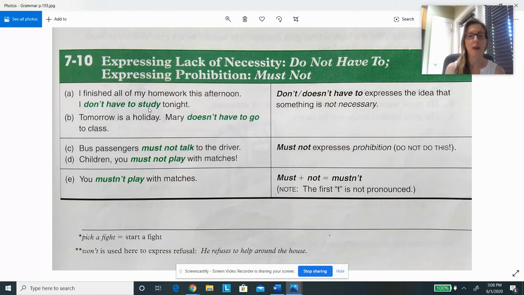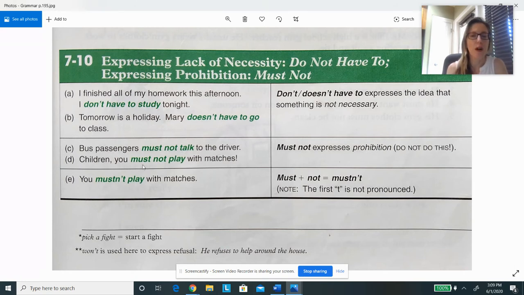Okay? Now, if we use must, the meaning changes. Bus passengers must not talk to the driver. Children, you must not play with matches. Okay, so the first two examples were, oh, it's not necessary. You can do it if you want, but it's not necessary. This is do not do it. Okay, you are not allowed. So must is a different meaning, not allowed.